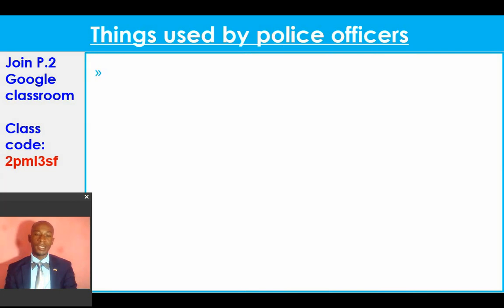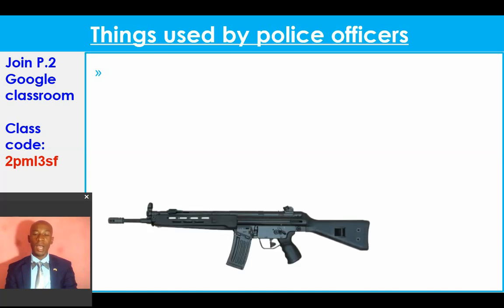So let us now move on. We are talking about things used by police officers to keep peace and security. So what are some of these things? Can we mention them? Here I have one. How do we call this? Yes. So this is a gun.